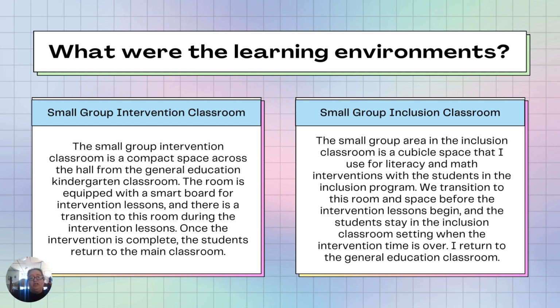In a small group inclusion classroom, this is a small group area within their home inclusion classroom. The teacher in that room has set me up a cubicle space that I use for my literacy and math interventions with the students. We transitioned to that space from snack time in the general education classroom to our intervention lesson space. And then when the intervention is complete, the students stay in that classroom as I return to the general education setting.